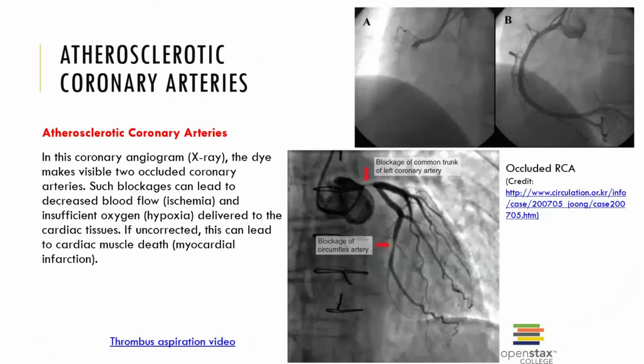So here you can see what happens when the coronary arteries become occluded or blocked. Okay, so this is what we call an artery blockage. That blockage can lead to reduction of blood flow, and then it can lead to death of the cardiac tissue if it's not corrected. So it can be pretty serious.